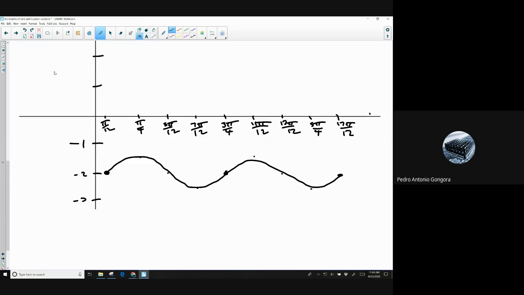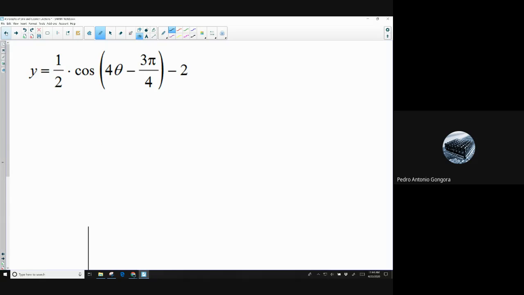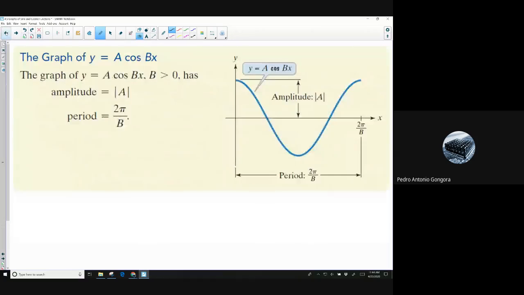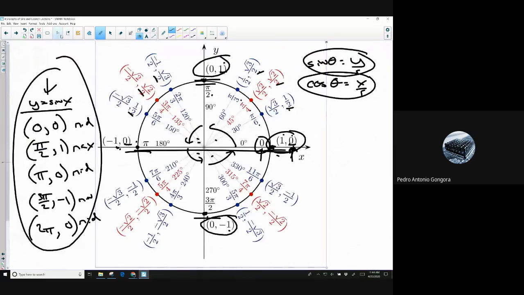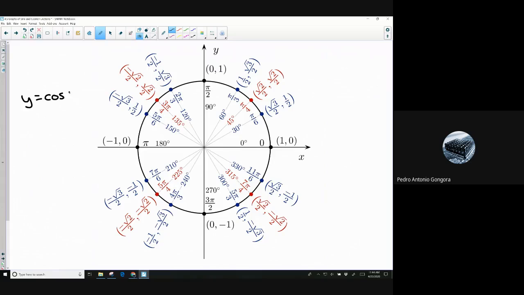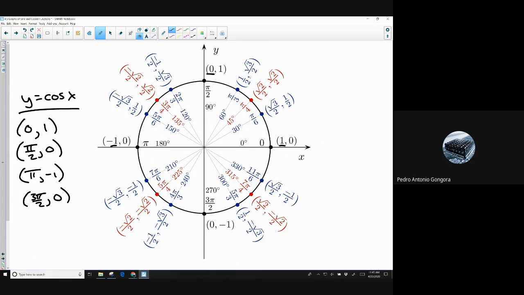So that's sine. Let's do a cosine. Everything is exactly the same for cosine, except, let's go all the way back to the beginning. Except now we're talking about the x-coordinate of the function. So my five key points would be 0, 1; next one, pi over 2, 0; pi, negative 1; 3 pi over 2, 0; and back to 2 pi and 1. So notice that now the pattern is the maximum, the middle, the min, the middle, and the max.